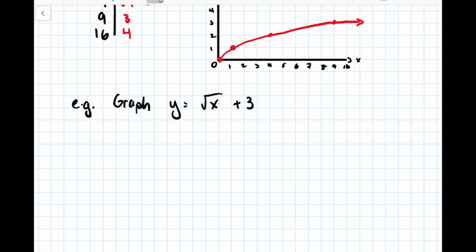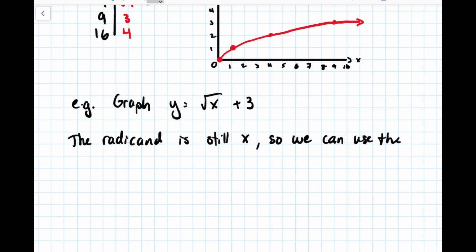So let's think about this real quick. Our radicand is still just x. So we can actually just reuse the same numbers because the root isn't changing here. We've added something outside of the root, but that's not going to affect those x values. So let's make our table again.